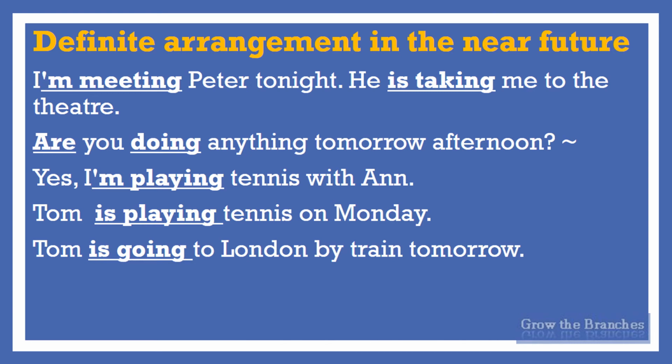Are you doing anything tomorrow afternoon? Yes, I'm playing tennis with Anne. Tom is playing tennis on Monday. Tom is going to London by train tomorrow. All these sentences express personal arrangement. When we use the present continuous for planned future, know that the time of the action must be mentioned. Otherwise, there might be confusion between present and future meanings.